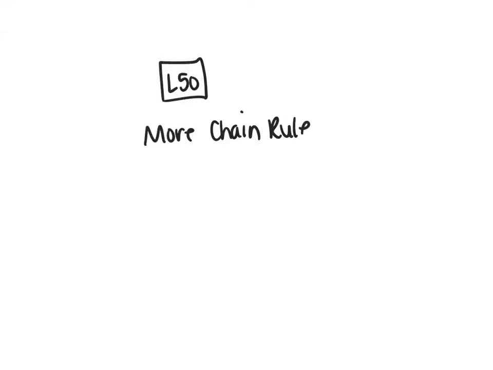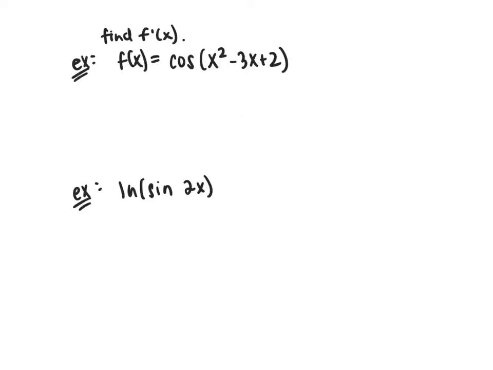Lesson 50 is more on the chain rule because I really want you to move away from U substitution when you are differentiating, and I want you to start using chain rule. So today we're going to do a few more examples that are a little bit more complicated than what we did previously. So the first one is just a quick reminder of chain rule.